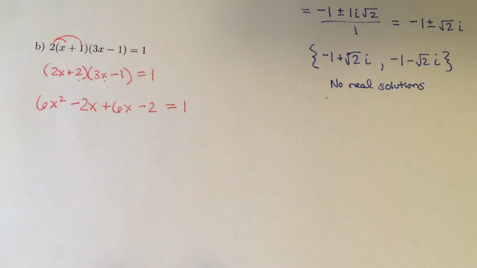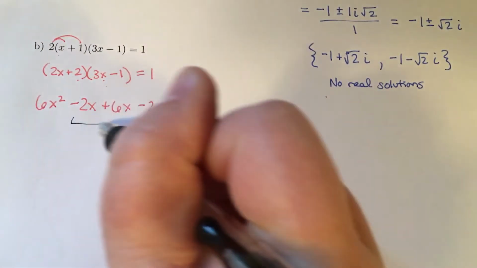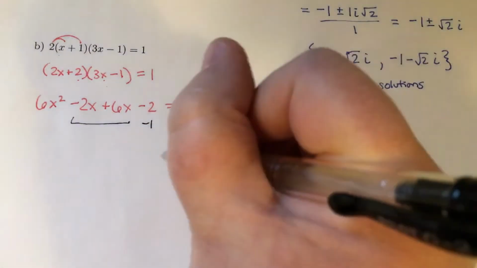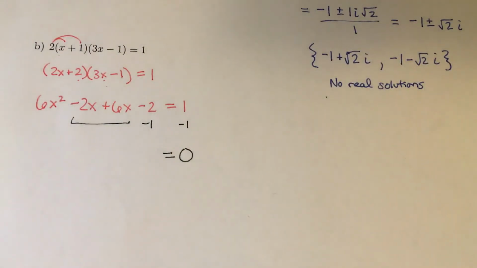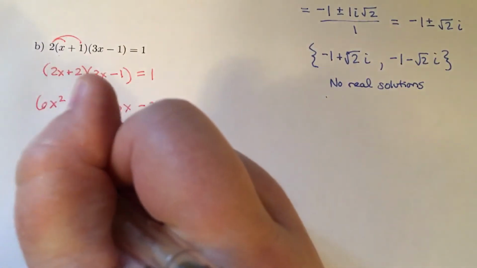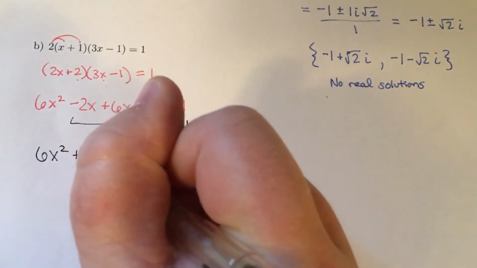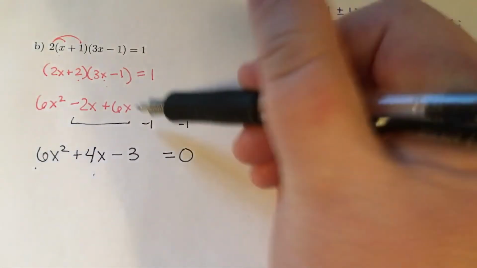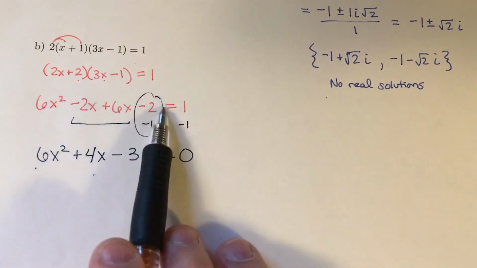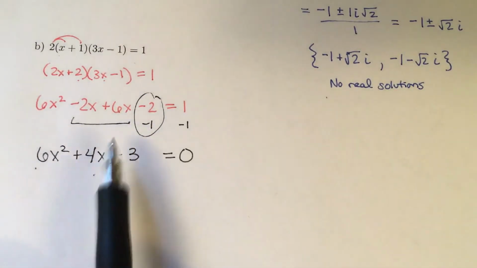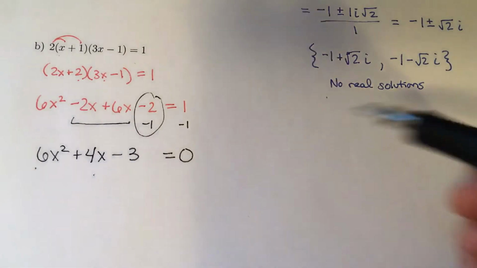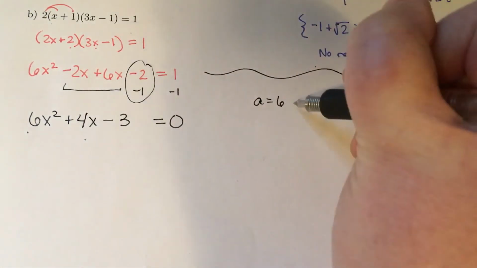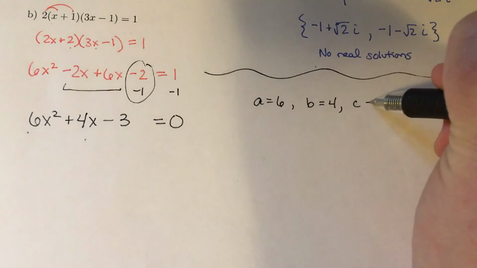Couple things we need to do though. One is that we have some like terms to combine in the middle, but the other is that I don't have equals 0 yet. We have to have equals 0 in order to use the quadratic formula. So what this simplifies to, once we get it equals 0 and we combine the like terms, is 6x squared plus 4x minus 3. And the minus 3 came from the -2 I got from FOIL, and then -1 from getting the 1 to the other side. So now I know my A is 6, my B is 4, and my C is -3.